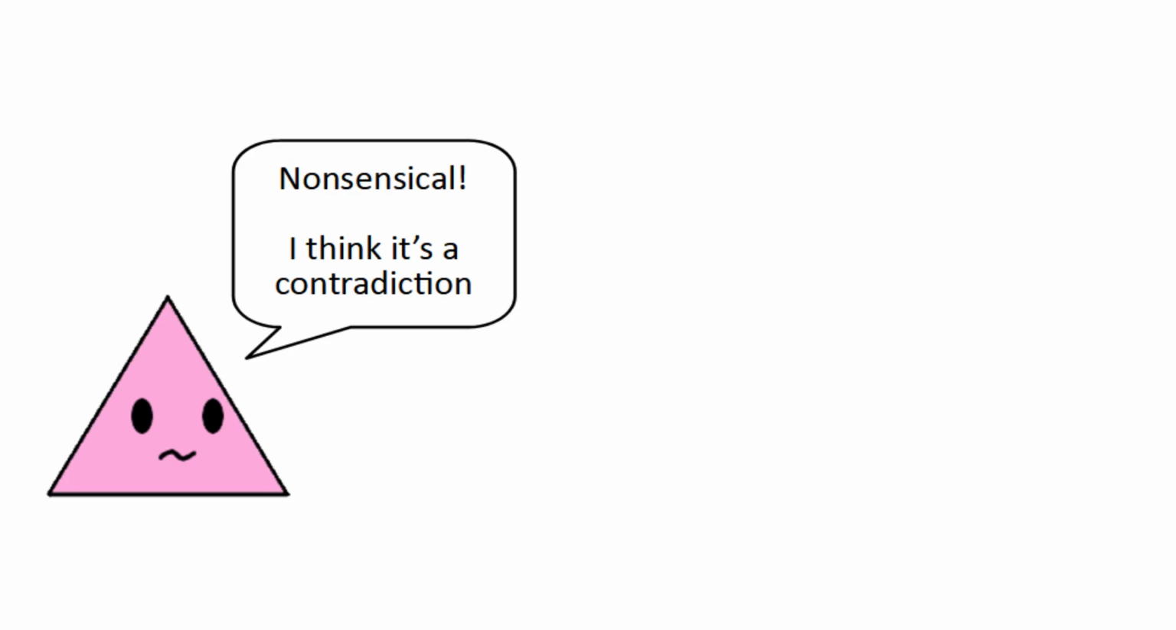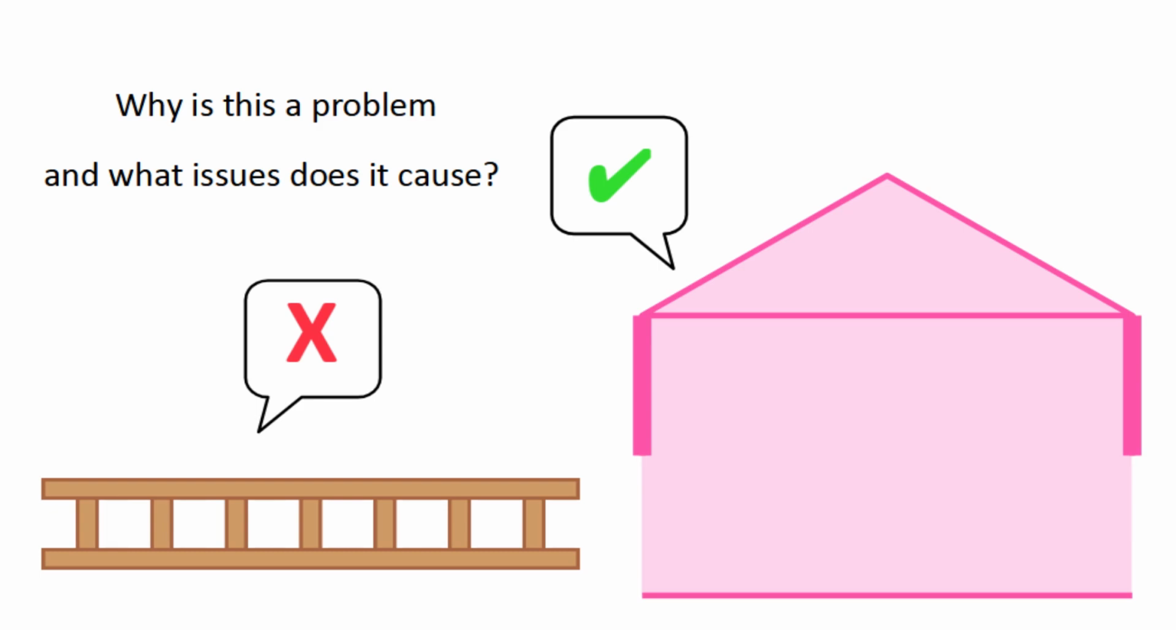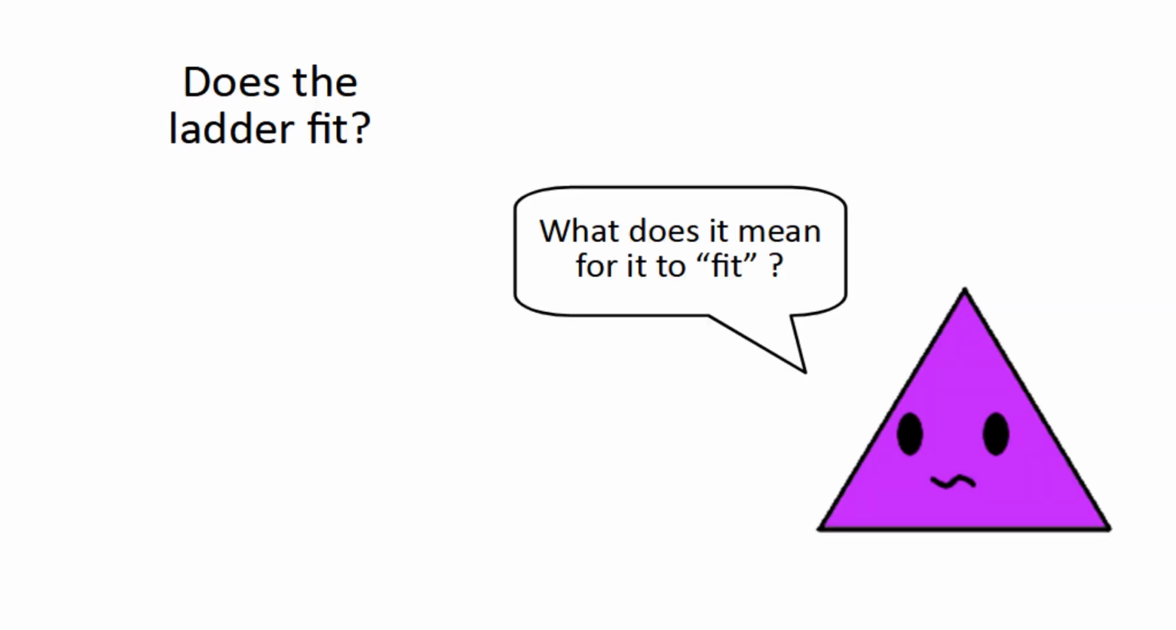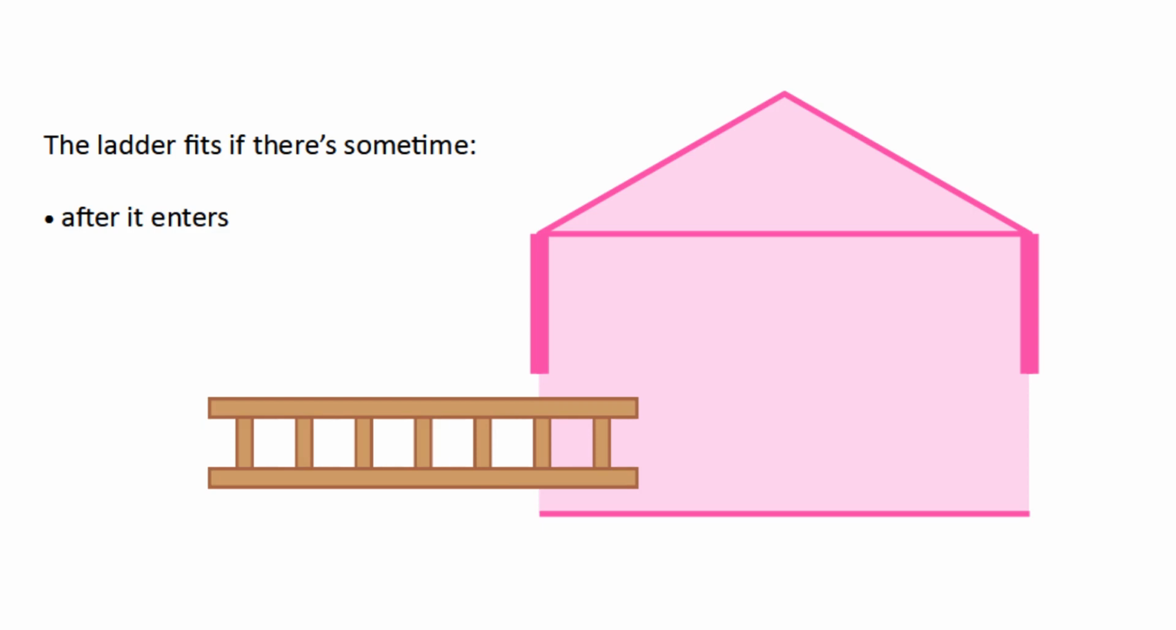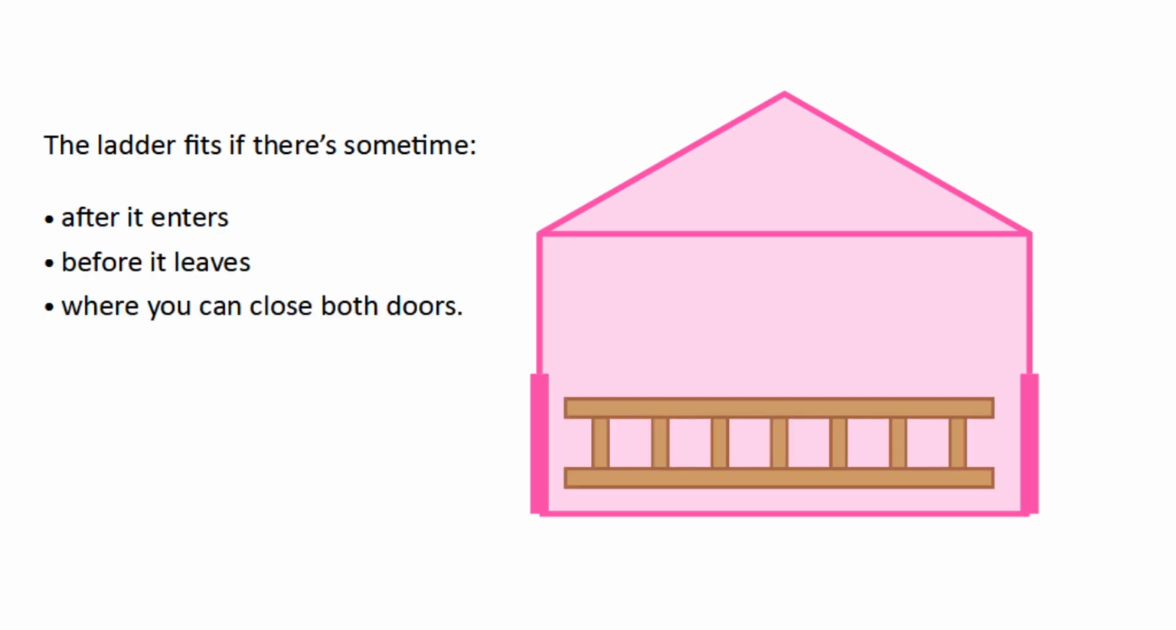Well, it definitely goes against intuition, but in order to prove something is a contradiction, we have to take a step back and ask why. Why is this a problem, and what issues does it cause? To apply this to the ladder paradox, we need to properly define what it means for the ladder to fit. We'll say the ladder fits if and only if there's some time after it enters but before it leaves, during which you can close both doors of the shed.